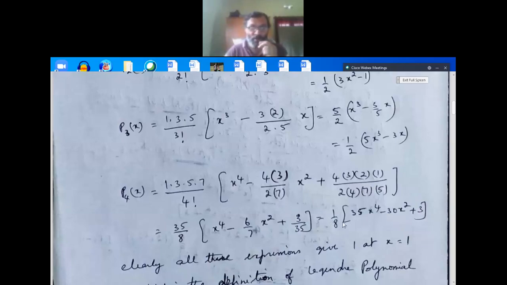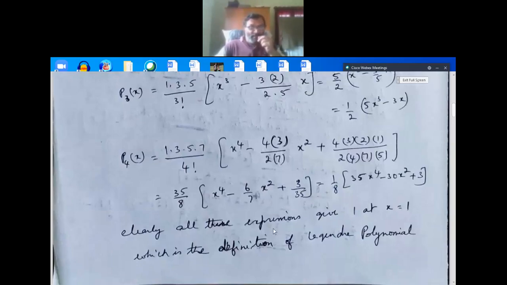So all the expressions, that is P0 of x, P1 of x, P2 of x, and P3 of x, when you put x equals 1, you will get the value equal to 1. So clearly all these expressions give 1 at x equals 1. That is the definition of Legendre's polynomial.